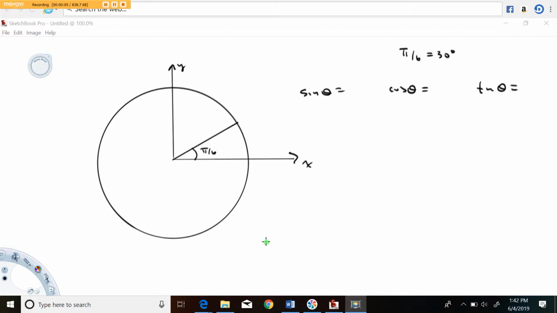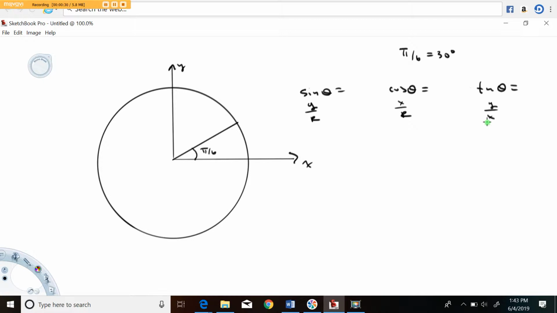We are going to discuss right now the values for the sine, cosine, and tangent of the awesome special angle of pi over 6, which is also equal to 30 degrees. So again, remember how these things are defined. Sine theta is y over r, cosine theta is x over r, tan theta is y over x. And what we're going to do is try to come up with values for these.